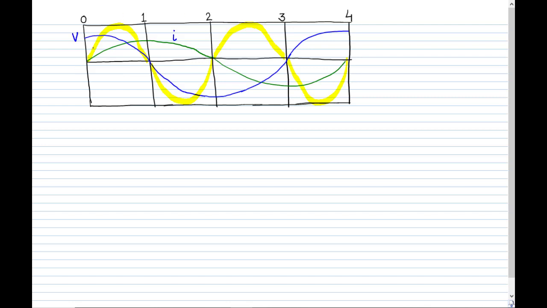As you can see from this, I is lagging behind by pi by 2, because V was 0 at 0 and it is 0 at pi by 2. Where V is at pi by 2, the I starts from 0. So our current I is lagging behind the voltage by pi by 2, or by a time period of T by 4.